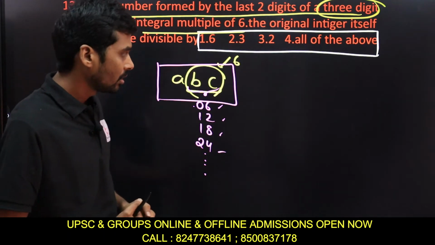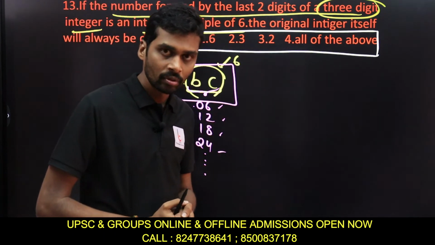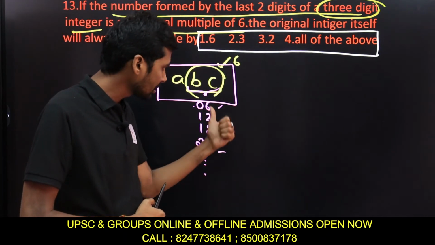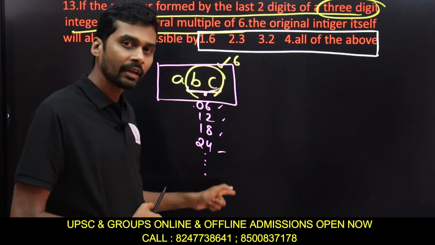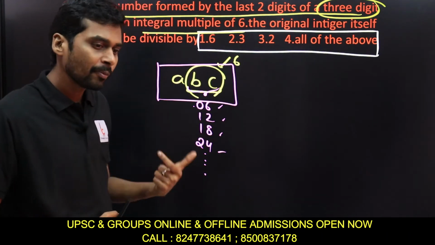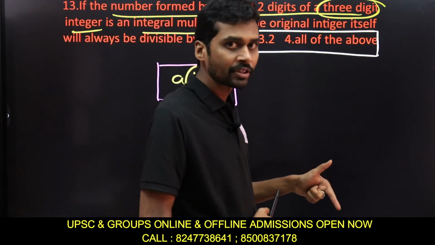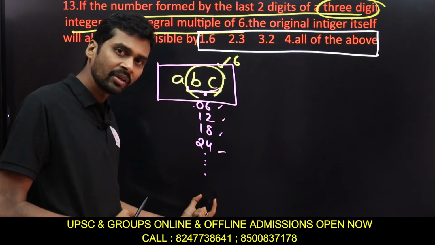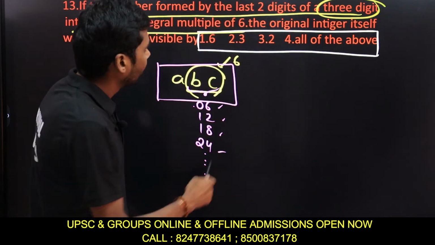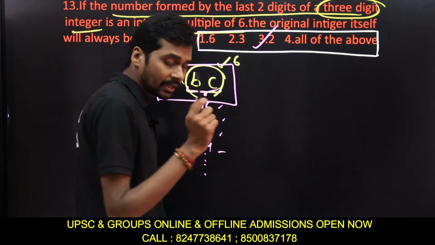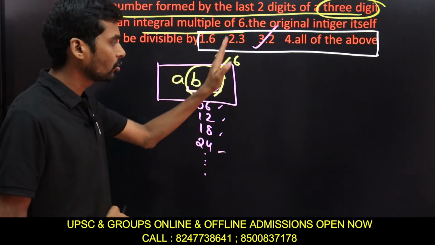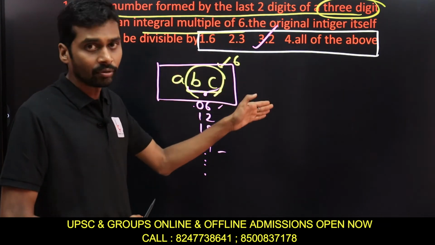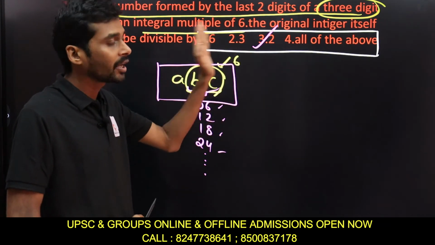By the way, what is the divisibility rule of 2? Last digit must be an even number. Yes, I have an even number for all such numbers, because it is an integral multiple of 6. Integral multiple of 6 means it must be divisible by both 2 and 3. So obviously the last digit must be even. Sorry, 2 must be one of the answers. So the number is completely divisible by 2. Okay, so we don't have any doubts regarding 2.